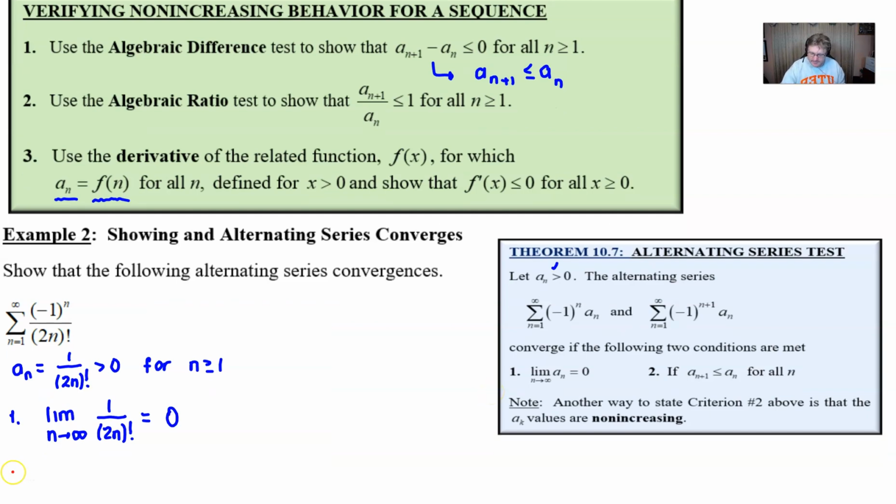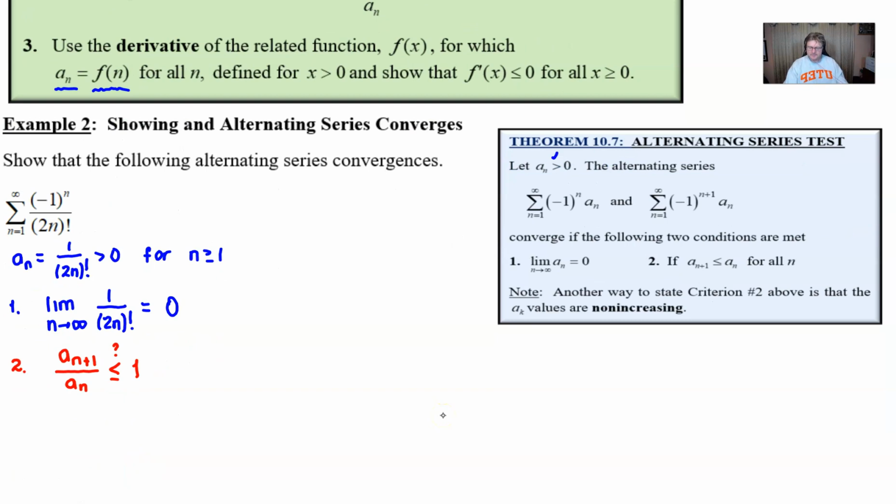And this is the one that I wanted to think about a little bit here. As I said before, I think the algebraic difference might be a little bit trickier. And so I'd like to investigate the algebraic ratio. In other words, I want to basically analyze, is this statement right here, question mark, a true statement?